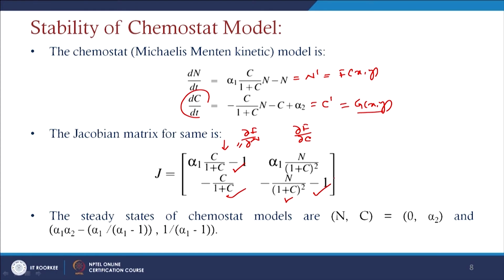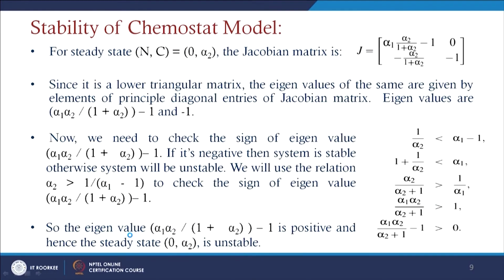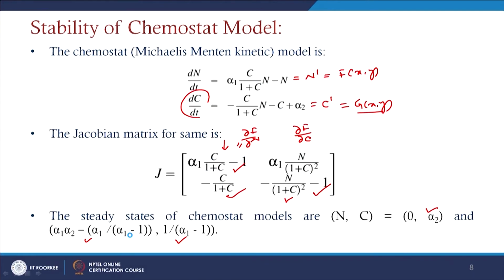And the steady states of the chemostat model we have just considered: when n equals 0, we have c equals alpha 2, and when we assumed c equals 1 by alpha 1 minus 1, it provides the value of n as alpha 1 alpha 2 minus alpha 1 by alpha 1 minus 1. If you put these values for the steady state (n, c) equals (0, alpha 2), then this is the Jacobian matrix that we have to get.